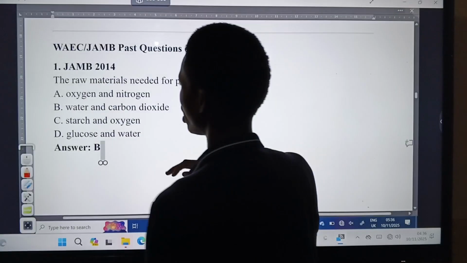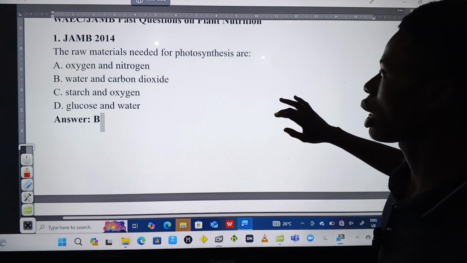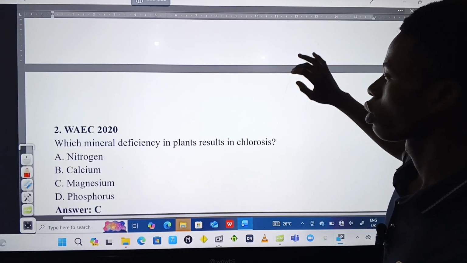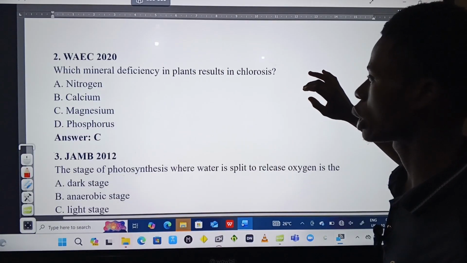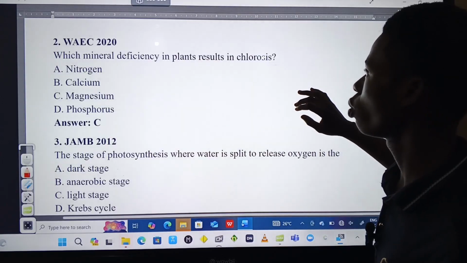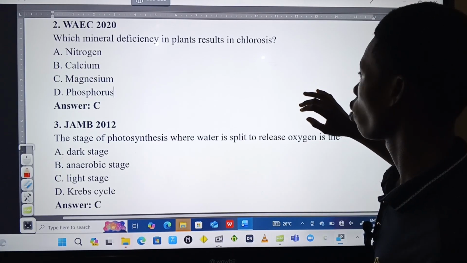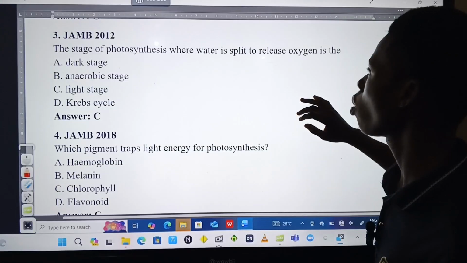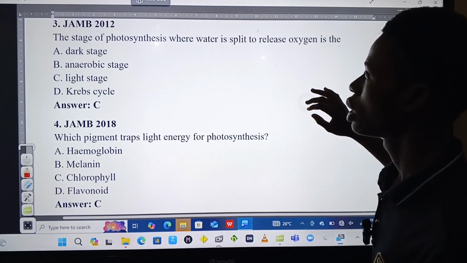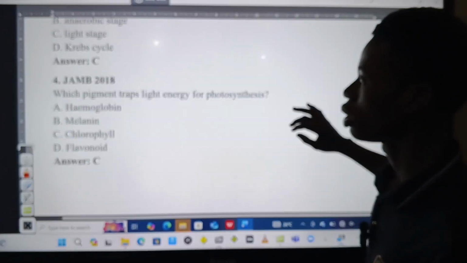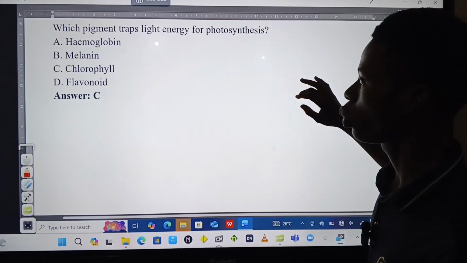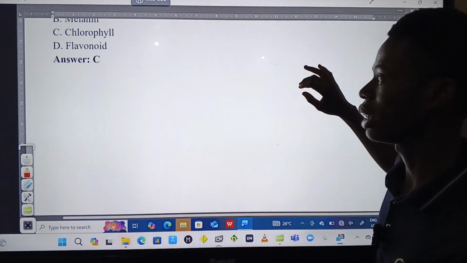The raw materials needed for photosynthesis are dash. The answer there is B, water and carbon dioxide. Those are the two raw materials needed for photosynthesis to take place. Next one, which mineral deficiency in plants results in chlorosis? The answer there is C. Remember, chlorosis is yellowing of the leaves due to lack of chlorophyll, and deficiency in magnesium will cause that. Next question, the stage of photosynthesis where water is split to release oxygen is the dash. The answer is C, light stage. That's JAMB 2012. Next question, JAMB 2018. Which pigment traps light energy for photosynthesis? The answer is chlorophyll. I told you to look at chlorophyll like a solar panel that traps sunlight.